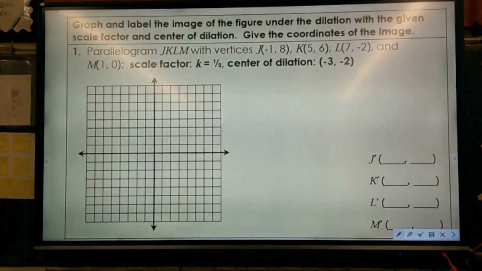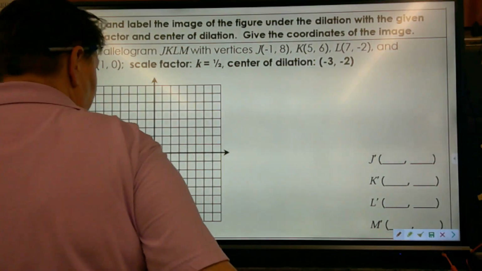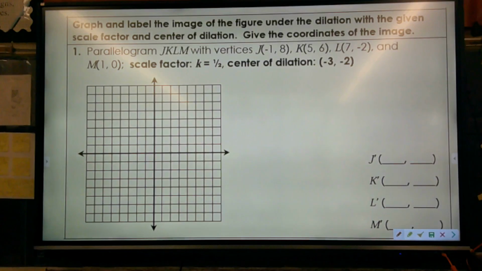It says graph and label the image of the figure under the dilation with the given scale factor and center of dilation. So it's going to give you the scale factor and it's going to give you the center of dilation that is not the origin. Right? So, just like before, start step 1. Label your x and y axis.